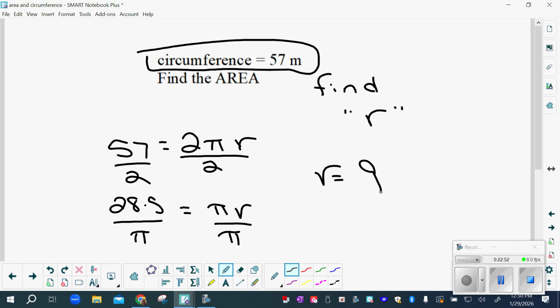If you can do this, you can get a B on this test. If you want an A, you take this 9 and plug it into the area formula. Do you see the difference between a B and an A? A B finds the radius. An A takes that radius and says, wait, I can use it in the pi r squared formula.